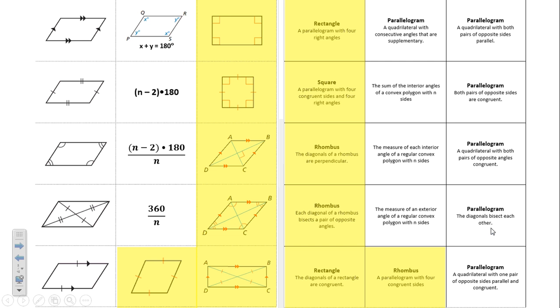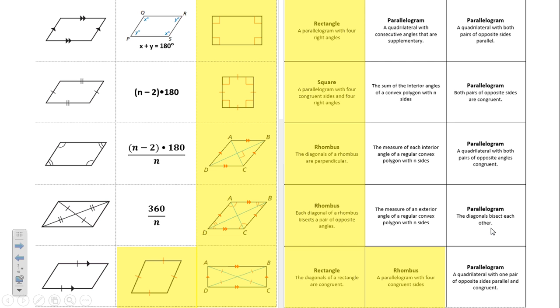Then what happened if we took the sum of the interior angles and we divided it by n? What did we get? Yep, each interior angle of a regular polygon. And then what happened if we took 360 and we divided that by n? That was each exterior angle of a regular polygon. Because all the exterior angles, no matter how many sides there are, always add up to 360.